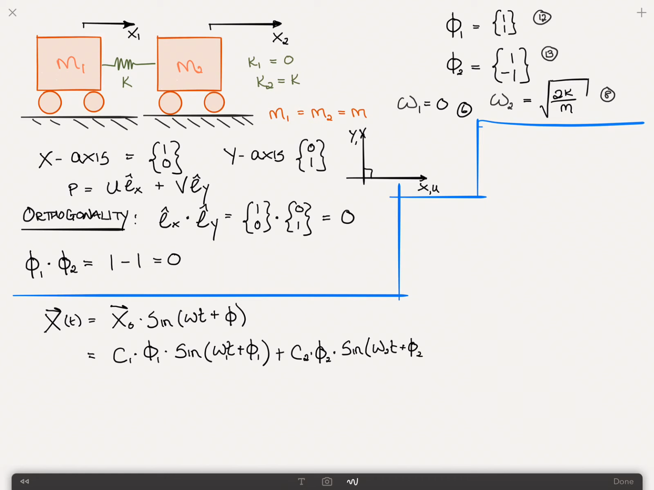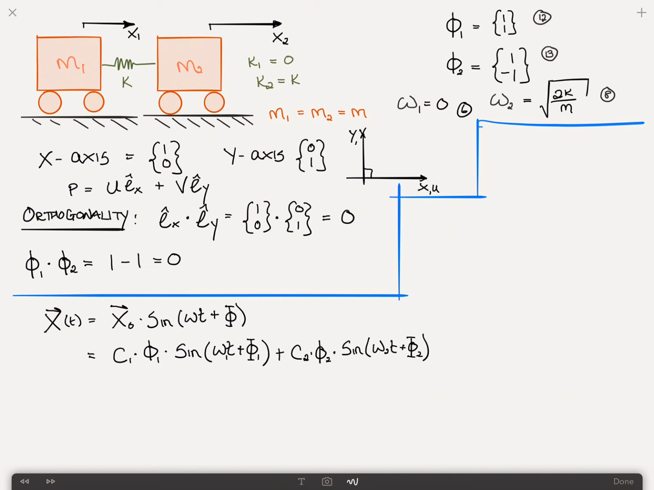plus phi 2. And I'm realizing that I actually don't want to call these phi because I've used phi for my mode shape, so I'm going to make this a capital phi. This capital phi is the phase difference. Not to be confused with these small lowercase phis up here, which are the mode shapes. Probably not the greatest notation. I apologize for that, but that's what it is.